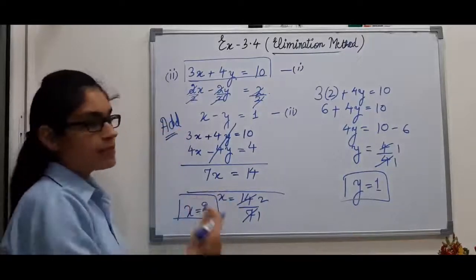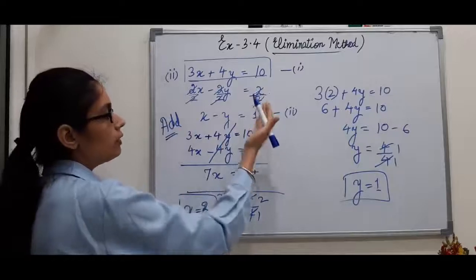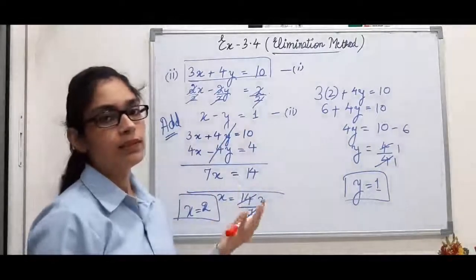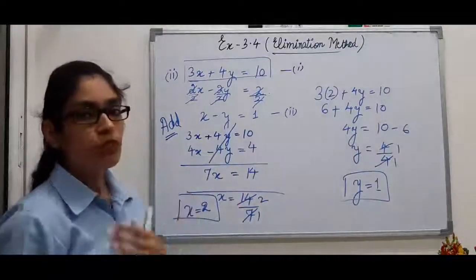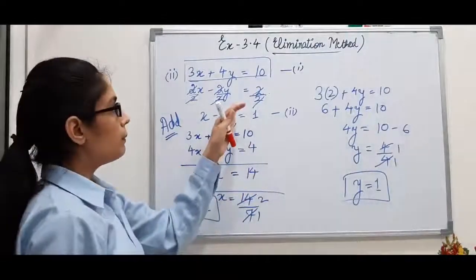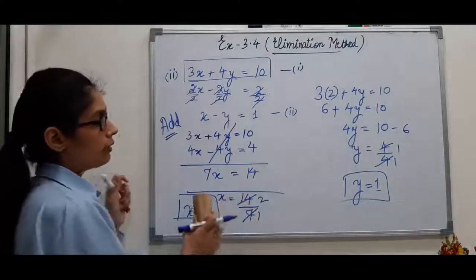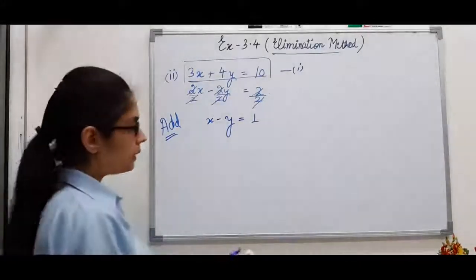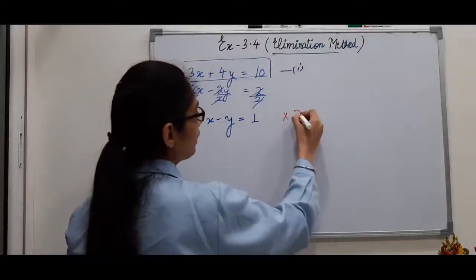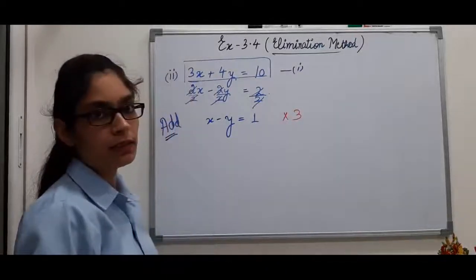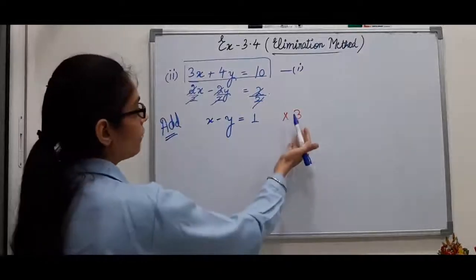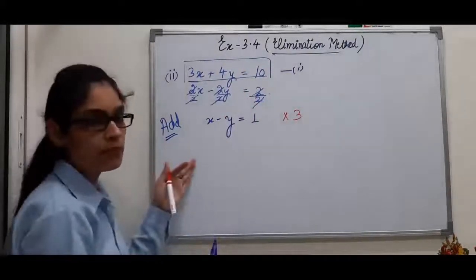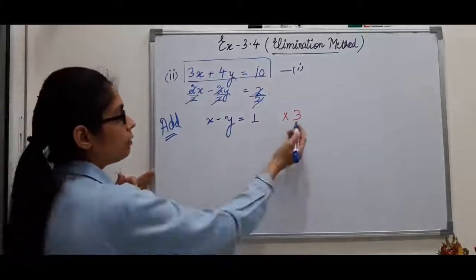I will solve this sum by multiplying the second equation by 3 also, so that you will understand which you find easy, multiplying with 4 or multiplying with 3. So let's do that also. Now let's multiply the second equation with 3, because in the last scenario I made the variable y same. Now I will try the same sum in a different way. I will multiply with 3.